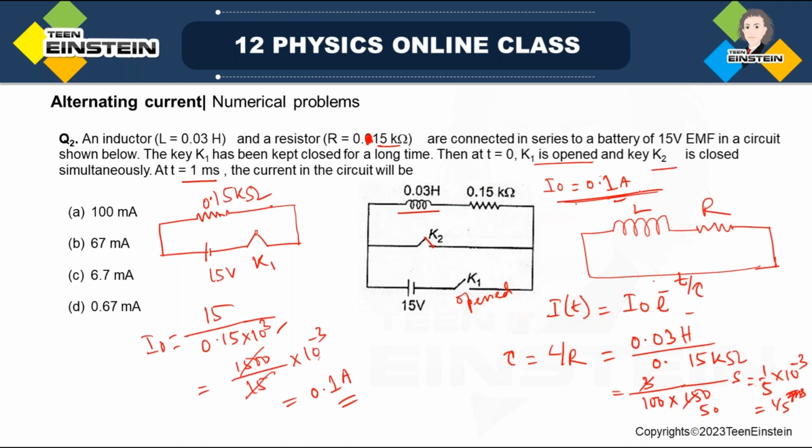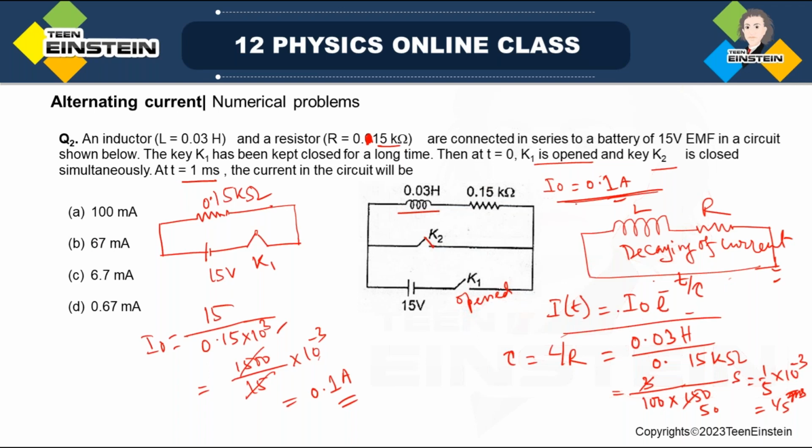That is actually 0.1 ampere which I got. Then simultaneously K1 is opened and K2 is closed. That means now L and R have a maximum current in the circuit, and that current is decaying. Now see, the battery is disconnected and this circuit is closed. The effective circuit is this, the decay of current, and that has an equation like this.